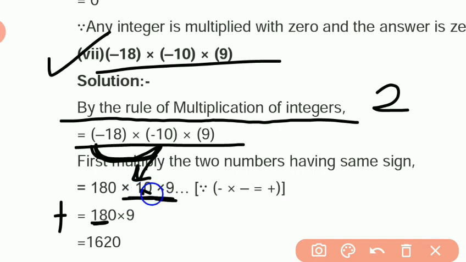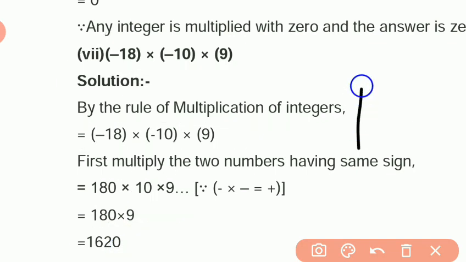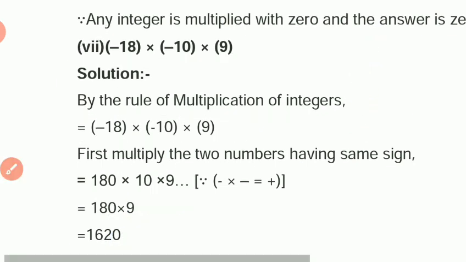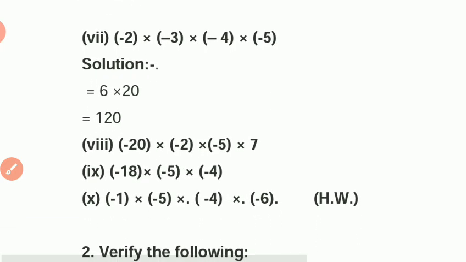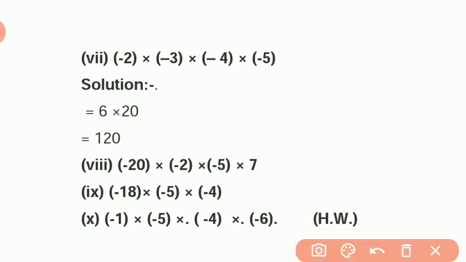Here you can see we have directly multiplied 18 into 10, it will come as 180, and the remaining number is only 9. So 180 into 9, it will be 1620. Then next question, question number 8. Minus 2 into minus 3 into minus 4 into minus 5.